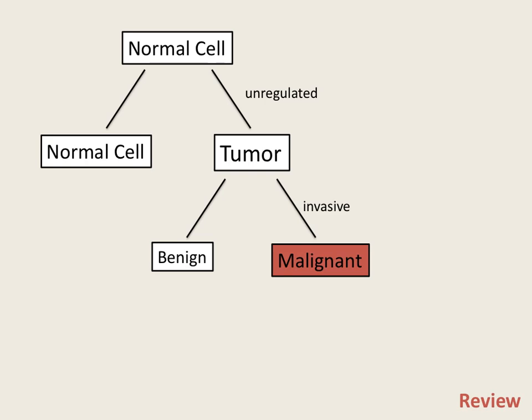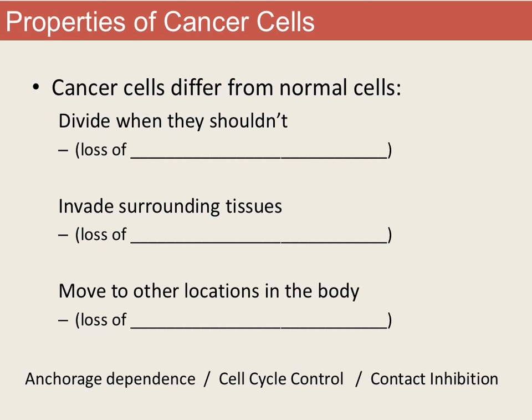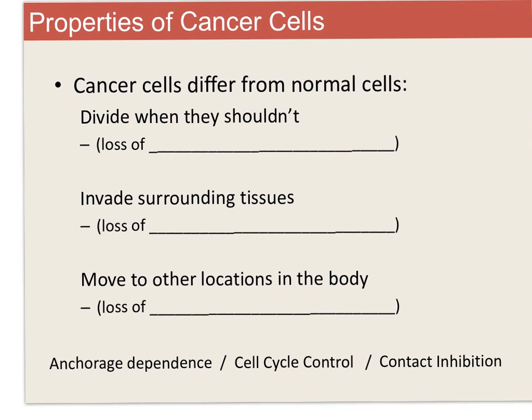Okay, so if we look on the bottom here, there's three answers for three of these different questions: anchorage dependence, cell cycle control, contact inhibition. Cancer cells differ from normal cells because they divide when they shouldn't, and that's loss of what?